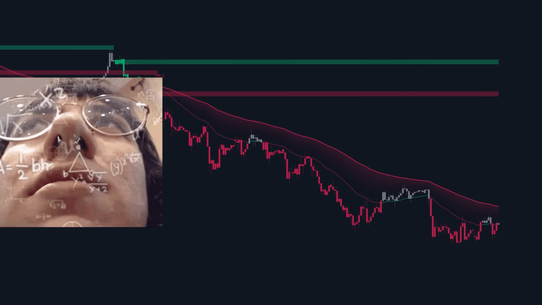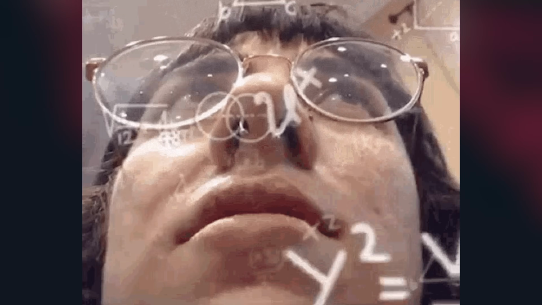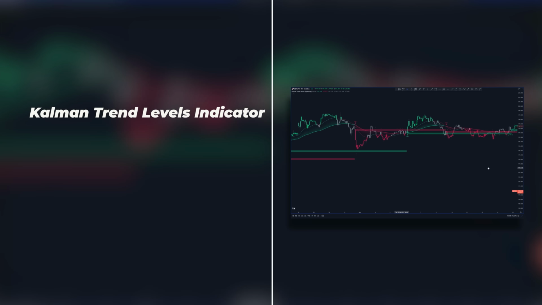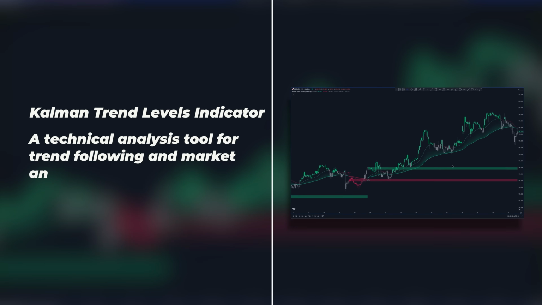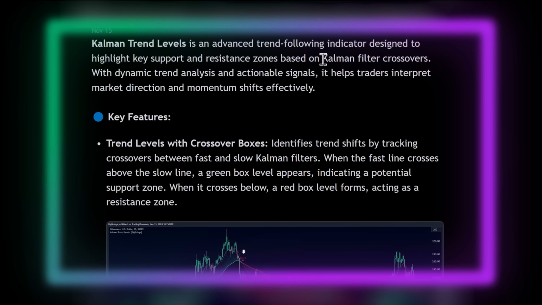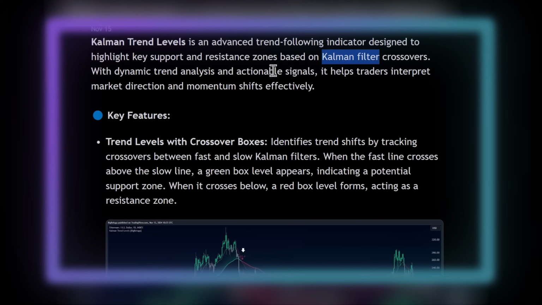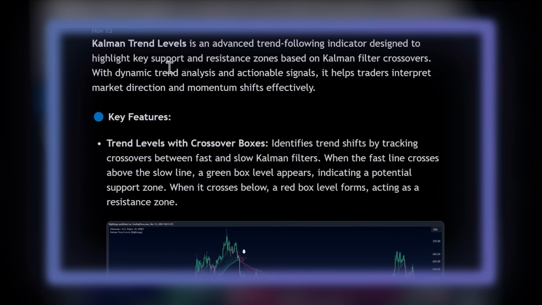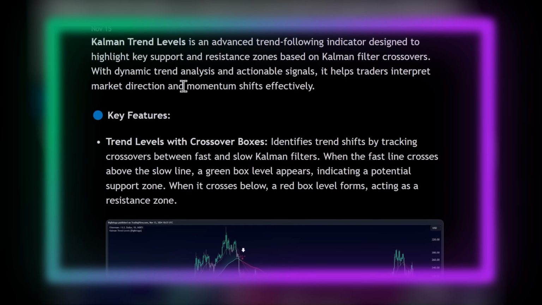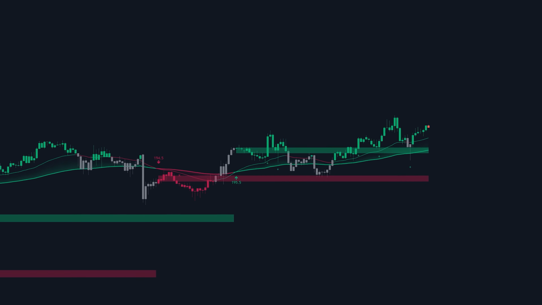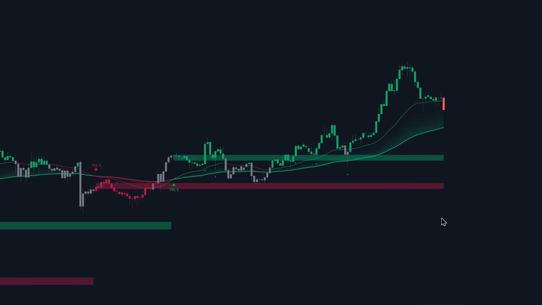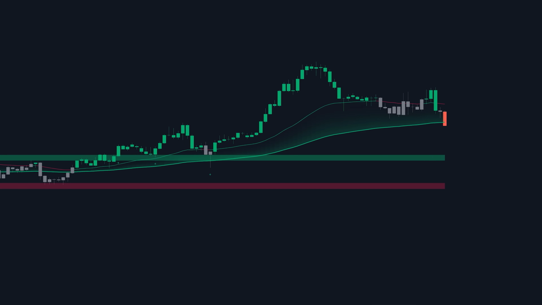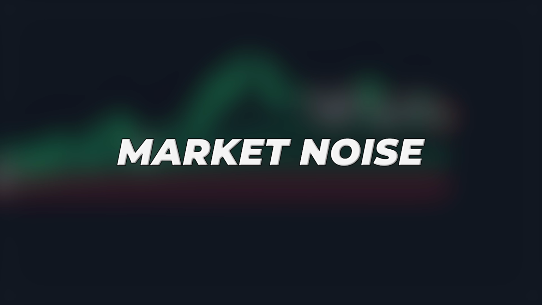So what exactly is this indicator anyway? Well, the Kalman Trend Levels Indicator is a technical analysis tool for trend following and market analysis. It integrates the principles of Kalman filtering to detect trend shifts, highlight support and resistance levels, and visualize momentum changes. Kalman filtering, in the context of this indicator, is utilized as a method to smooth out and analyze price data, effectively filtering out market noise to highlight meaningful trends and support and resistance levels.